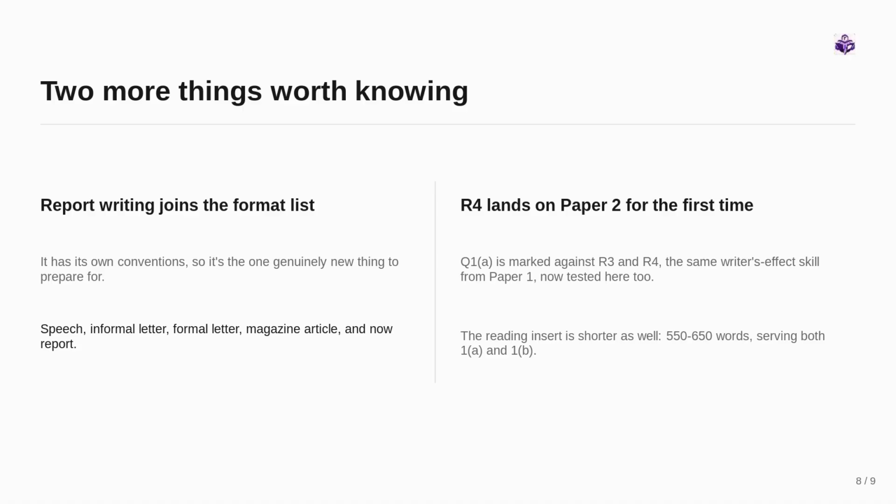Question 1b is the directed writing task from the old paper, now worth 35 marks rather than 40, with 10 for reading and 25 for writing, and the word count is unchanged at 250 to 350. The 5 marks for question 1a came out of what used to be part of the reading allocation for the old combined question rather than being added on top of the existing 40.